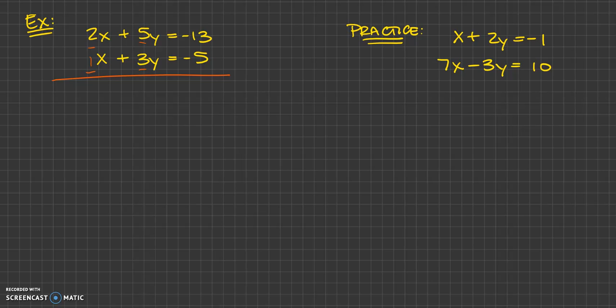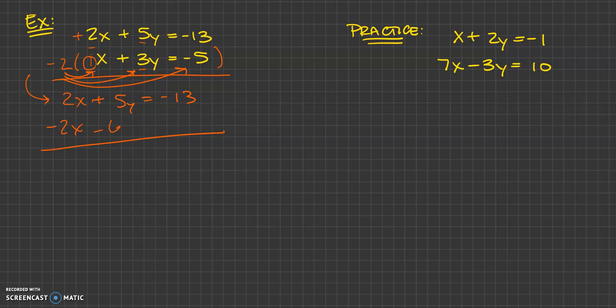Now, why would I eliminate the x? Because of that 1 that is right there. Now all I have to do is multiply the bottom equation by a negative 2. Why a negative? Because this 2x is actually a positive, and by getting this x to become a negative 2x, I will be able to eliminate the x variable. So let's write down our first equation because I'm not changing it at all. And then I'm going to distribute the negative 2 throughout, and that's going to give me a negative 2x minus 6y is equal to a positive 10.